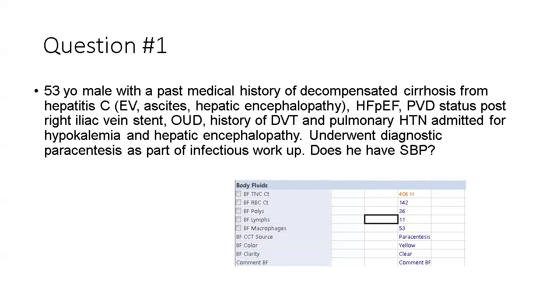A 53-year-old male, past medical history of decompensated cirrhosis, has hep C. He has all these varices, ascites, hepatic encephalopathy, heart failure. He has peripheral vascular disease. He's got opioid use disorder, DVT. Sounds like our patients, right? So he comes in for hypokalemia and hepatic encephalopathy. He underwent a diagnostic paracentesis as part of his infectious workup. Does he have SBP?